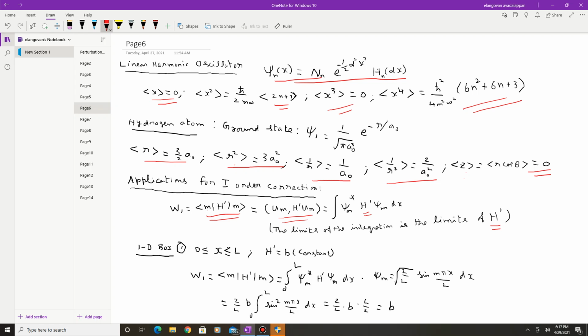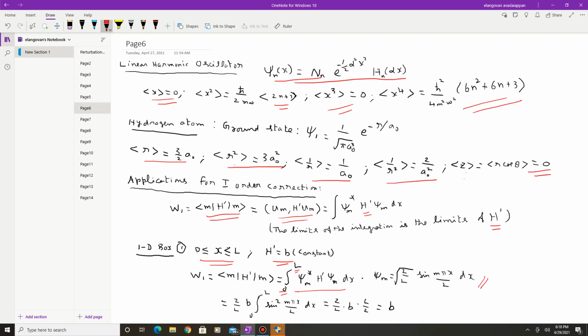Now, first let us discuss the one-dimensional box problem. Between the limit 0 to L, h prime is b. So the limit of the integration is 0 to L, because this is the limit of h prime. So W1 is m h prime m. The meaning is the integral of psi m star h prime psi m dx, and the limit is between 0 to L. This is important. Now you substitute for psi. For the one-dimensional box, the mth state wave function psi m is equal to square root of 2 by L sin m pi x by L.